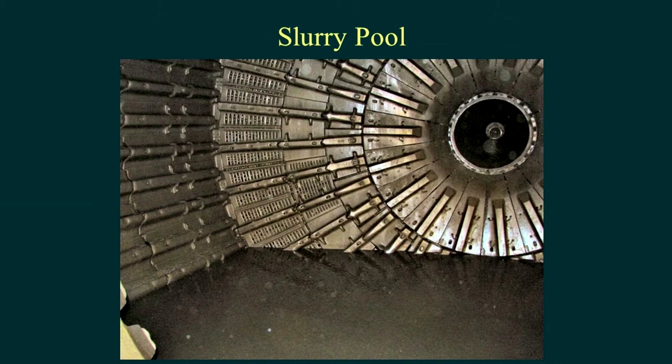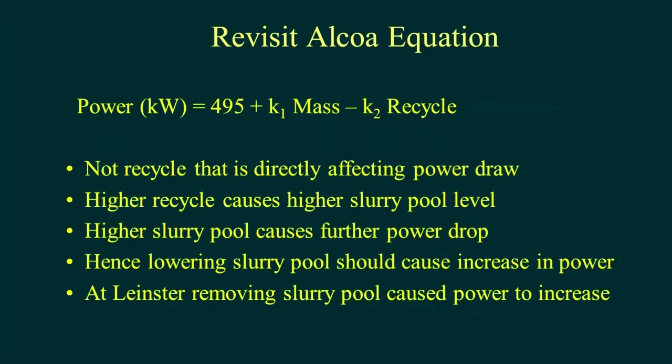Overflow ball mills have balls in it and they have a massive pool at one end of the mill because you fill the mill up with slurry until it overflows at the end. So my conclusion was, going back to this Alcoa equation, it wasn't the recycle on its own that was causing the power to go down. Recycle is slurry. And the higher the recycle is, the more slurry was being pumped into that mill. The more slurry that was pumped into that Alcoa mill, the higher became the slurry pool. So the higher the slurry pool, the lower the power draw.